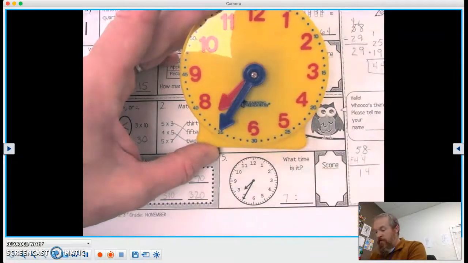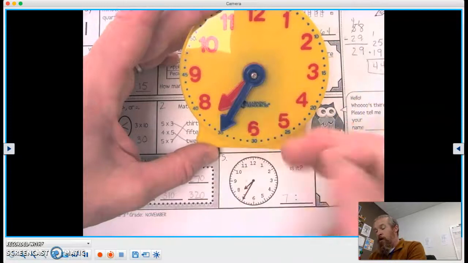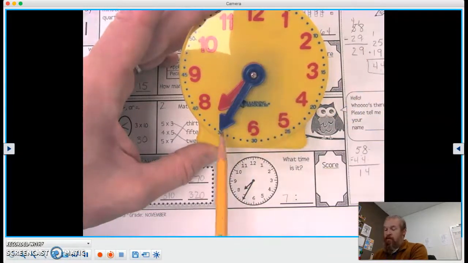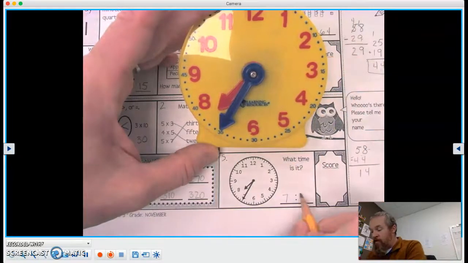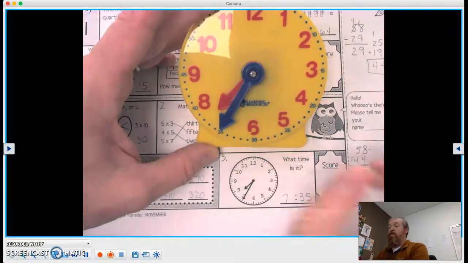So it's 7 something. Now we have to figure out how many minutes it is. Well, this one is kind of giving the answer, right? It's like cheating almost. 5, 10, 15, 20, 25, 30, 35. So the answer is 7:35.